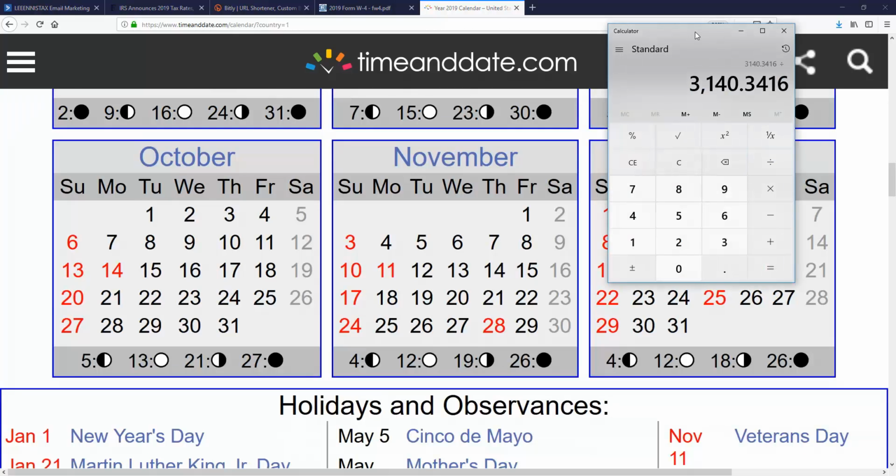So we're going to simply divide that number by 19. 3140 divided by 19. That gives us 165.26 per pay period that needs to be paid.